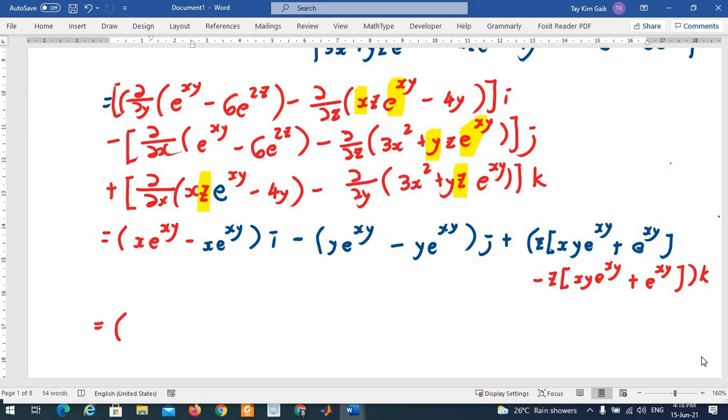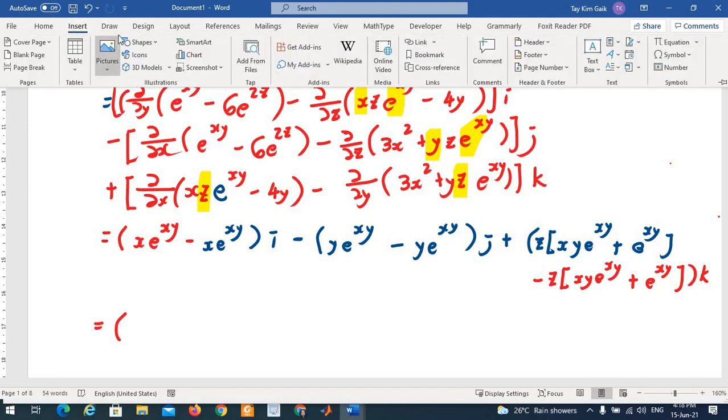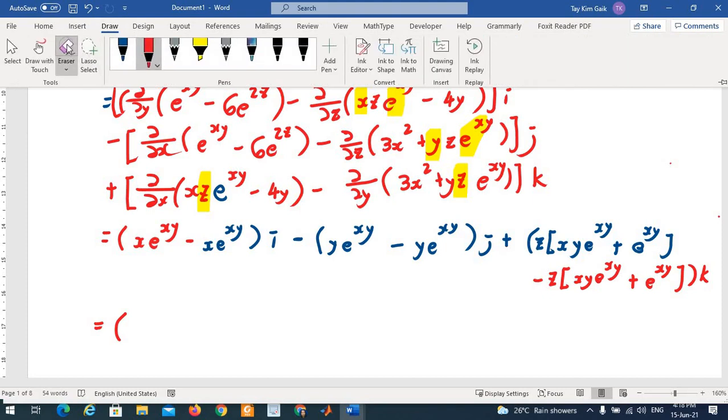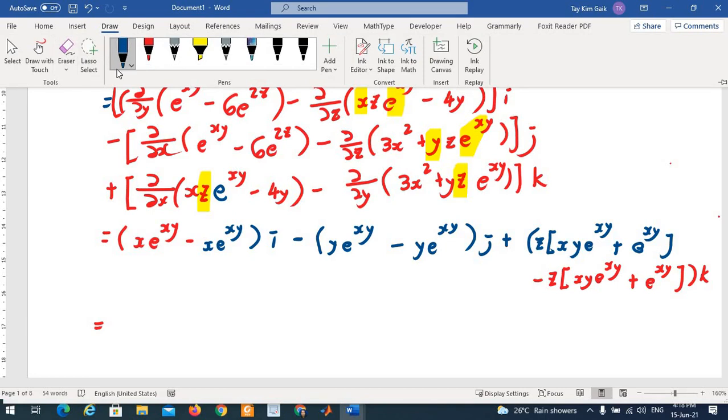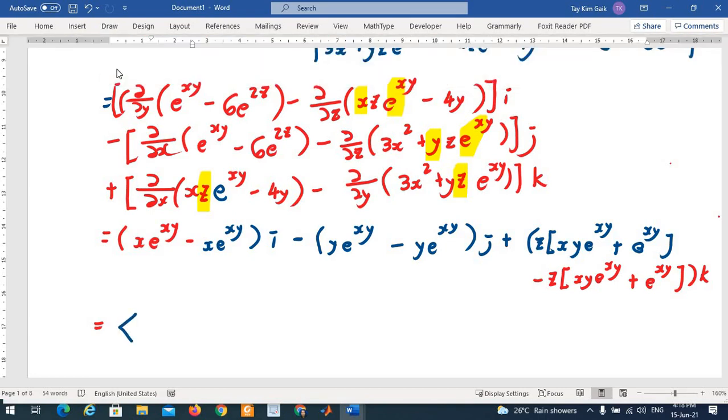So component i, exactly, you have x e^(xy) minus x e^(xy), you get 0i. Component j also 0. Component k, you see, basically positive minus this one negative, also 0. That's why we get the 0 vector.